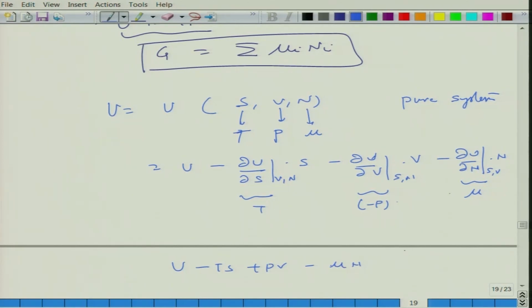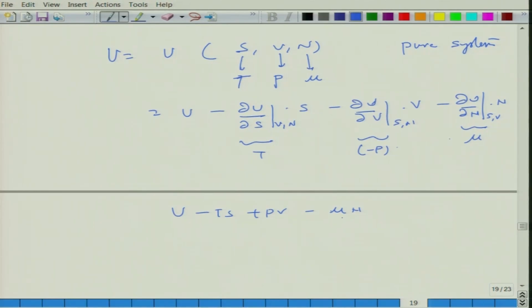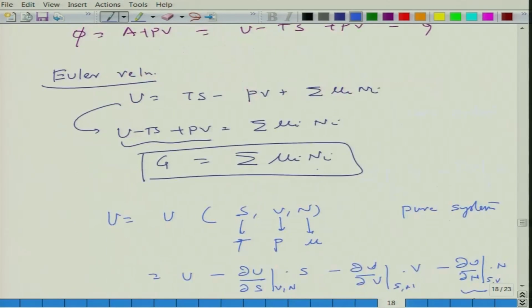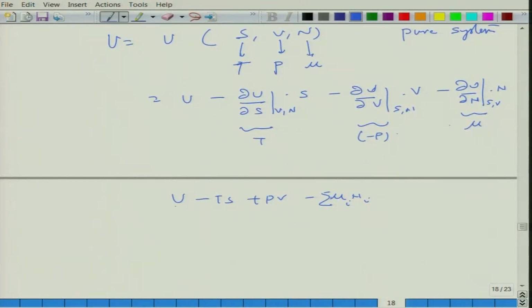If it is a multi-component system, then we are going to have μ_i n_i with a summation. Now, if you look at the Euler equation which we have written earlier, there U is equal to TS minus PV plus summation μ_i n_i. So, this clearly means that this function is nothing but 0.